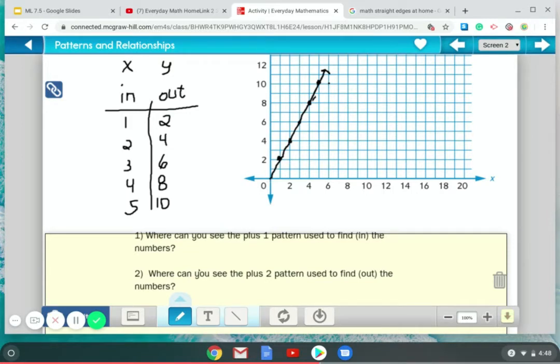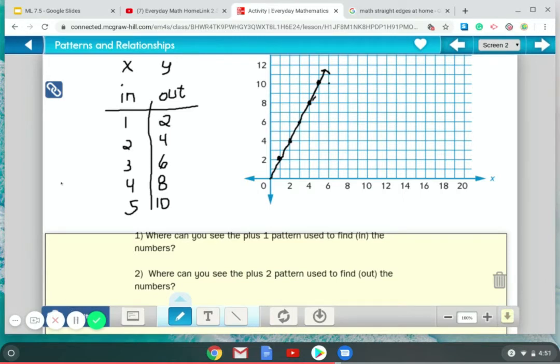Now, where can you see the +2 pattern used to find the out? The out column. So let's go ahead and analyze and study the out column. We have 2, 4, 6, 8, 10 on the y-axis, which is the vertical line here that you see going straight up. And here we have 2, 4, 6, 8, 10, and our rule was we were growing +2. So this tells me that as I move along the sequence of numbers 2, 4, 6, 8, 10, I can see that I am moving up 2 whole spots as I move along my y-axis.